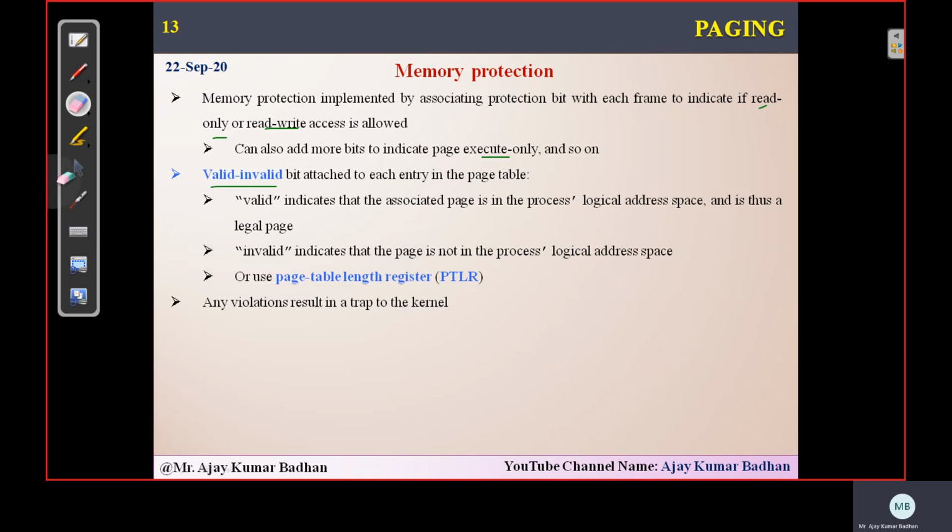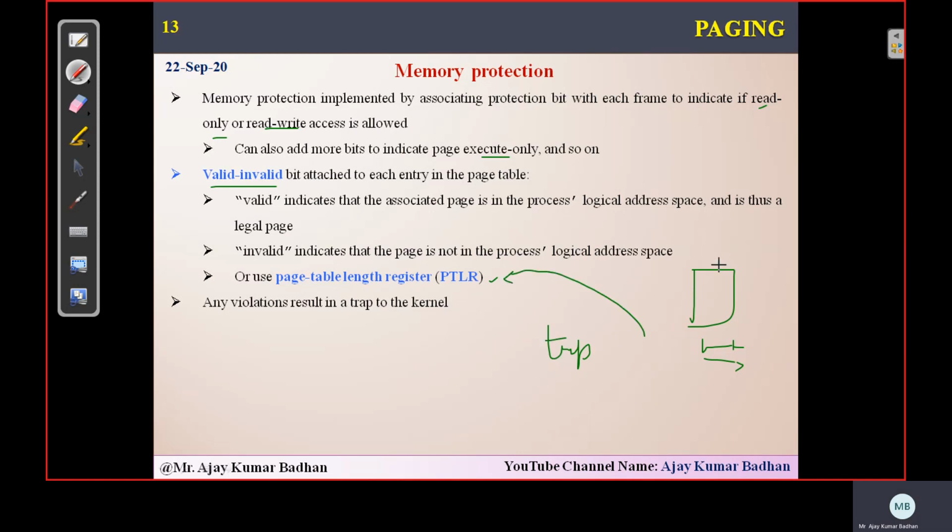That is the valid and invalid concept. Now here we are also going to use the page table length register. Using this we can find out whether we are trying to access a page which is beyond the limit or not. If the page table has a length of 1 million entries and you are trying to access a page beyond 1 million entries, then it automatically results in a trap. How can we find this out with the help of this register?